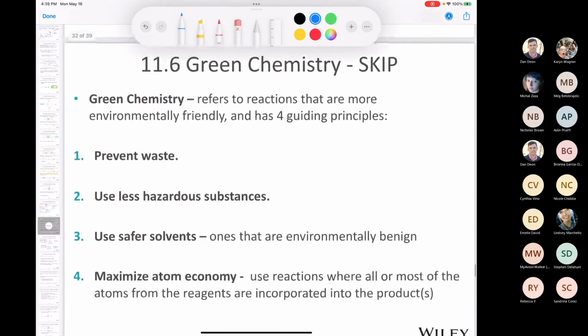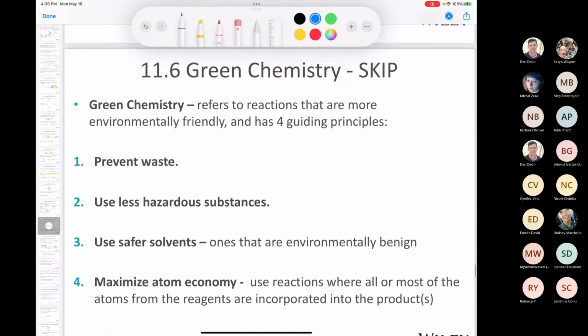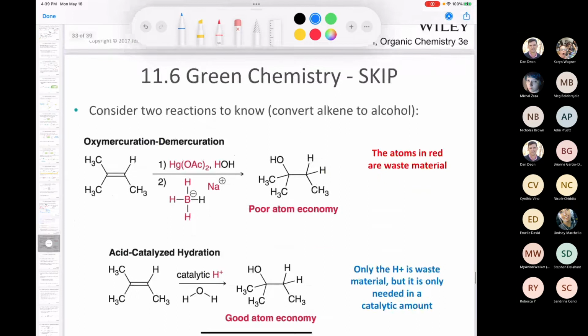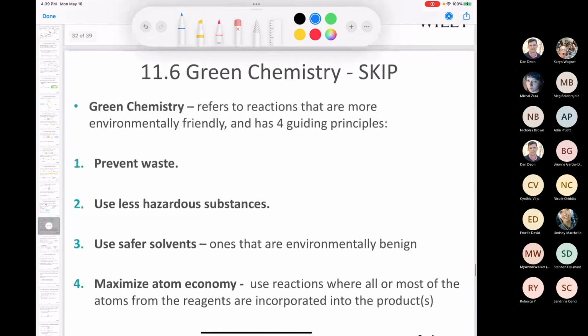Okay, good. All right. The whole thing about green chemistry. Well, green chemistry, let's talk about it quickly. It's important. It's 2022.